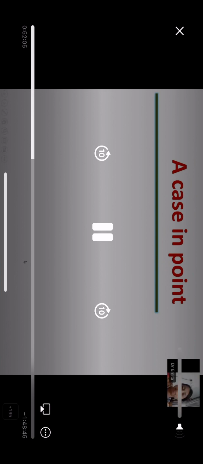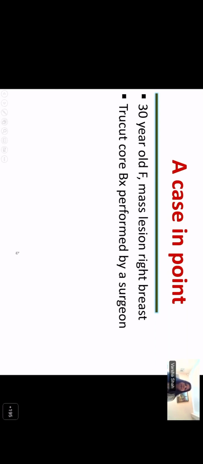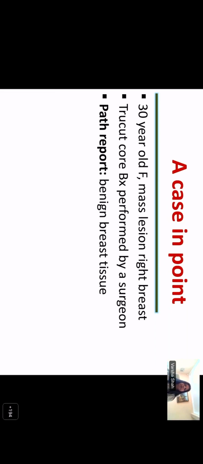So here is a case which I had a few years ago when I was in America. She was a 30-year-old who presented with a mass lesion in the right breast. A true cut biopsy, not a radiologically guided biopsy, was performed by a surgeon. The reporting pathologist reported it as benign breast tissue and just stopped at that. So the surgeon took it as benign and the patient was reassured.